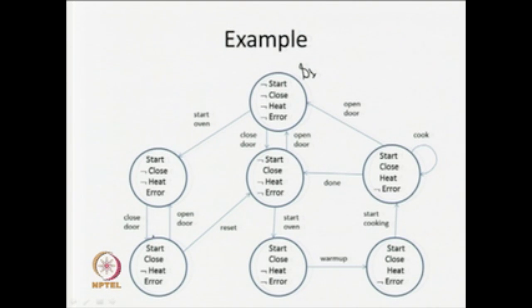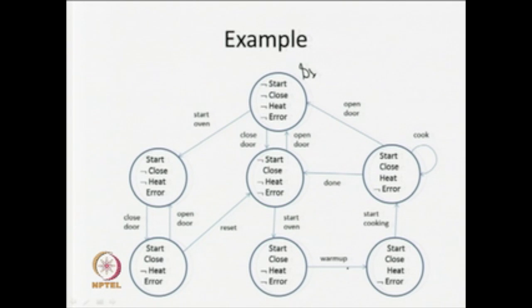So, he may be in this particular loop trying to open it. So, we have given a reset button option. Through reset he can come down to this particular state. Now, say my door is closed and it is not in an error condition. Once we come to this, then we can start the oven. So, start is true, close is true, and not in error.